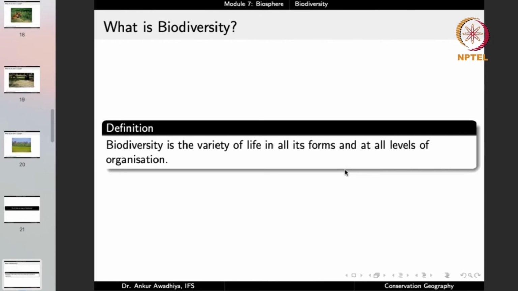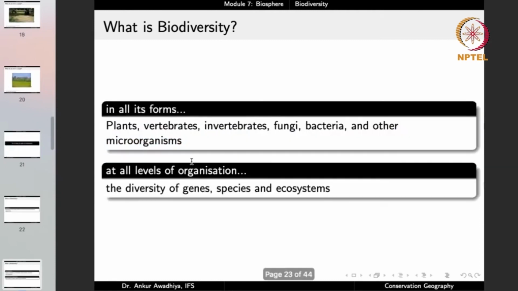So how do we define biodiversity? Biodiversity is the variety of life in all its forms and at all levels of organization. Biodiversity is the variety of life, the kinds of variations that we find in living beings, in all its forms and at all levels of organization. What do we mean by that? In all its forms, meaning that we are talking about plants, vertebrates, invertebrates, fungi, bacteria, microorganisms, and a lot of other different forms of organisms. So you'll find biodiversity in all of these different forms.